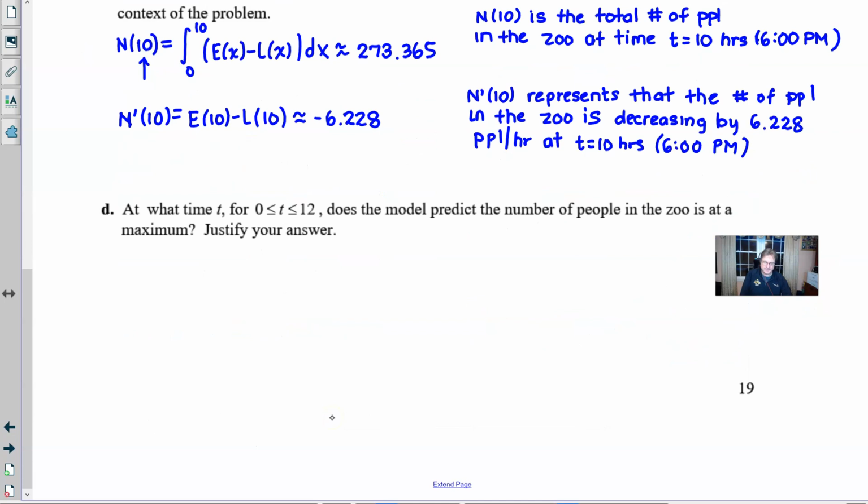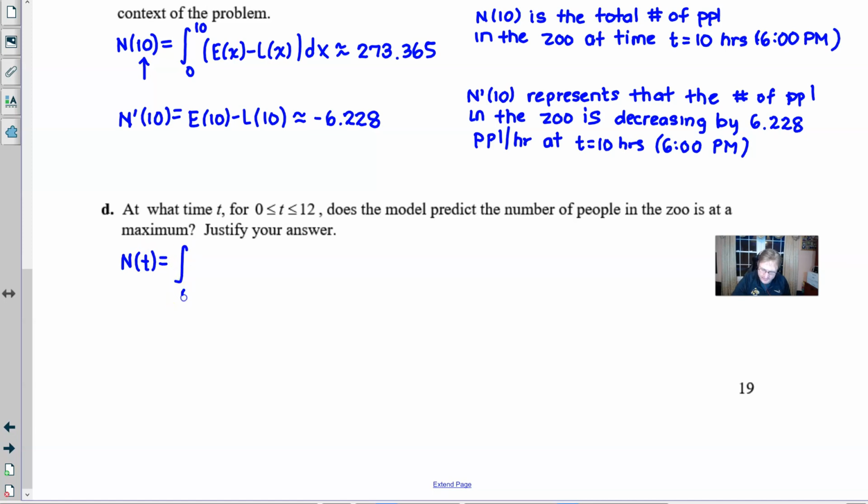All right, part D. At what time t does the model predict that the number of people in the zoo is at a maximum? So with this particular problem, what we're going to have to do now is think about what represents the number of people in the zoo. Well, I've got good news. We already know that. It is the function N of t that we saw earlier.